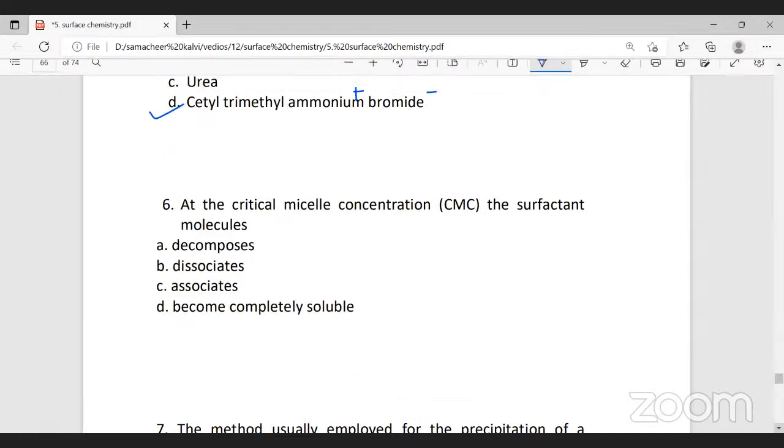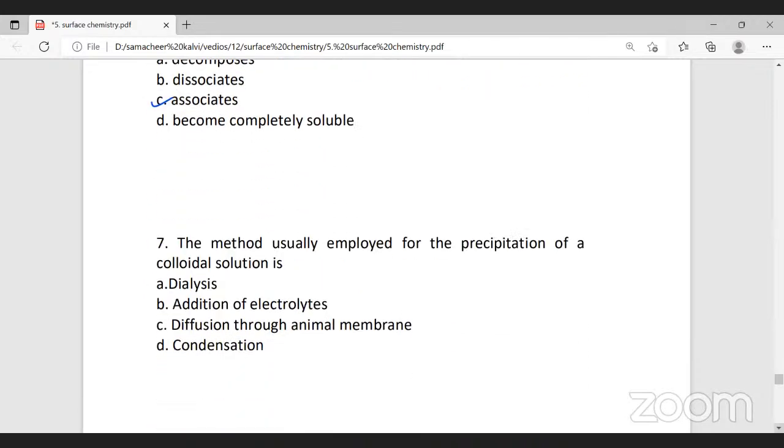The next one. At critical micelle concentration, the surfactant molecules decompose, dissociate, associate, become completely soluble. So at critical micelle concentration, the hydrophobic groups will align in one direction. Therefore, the process is called association. It associates, and therefore it grows into colloidal size.